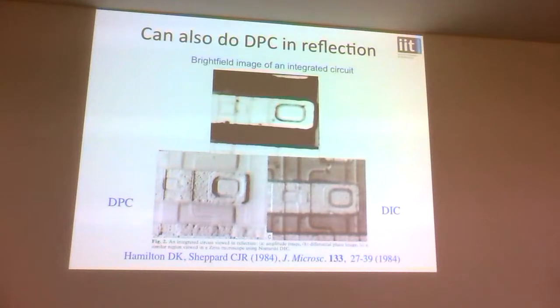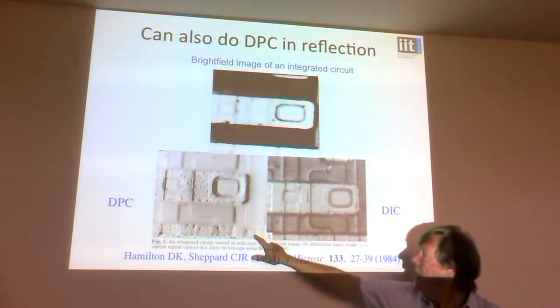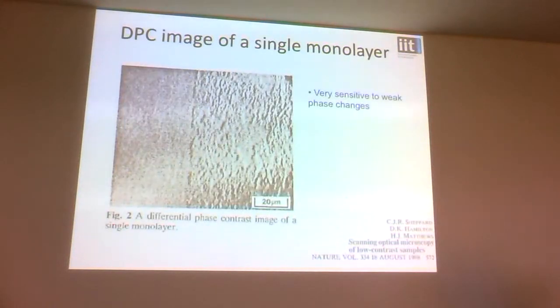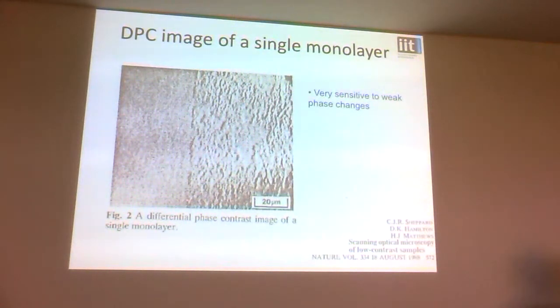And we can also do it in reflection. This is from some sort of integrated circuit, comparing it here with DIC. And it's very sensitive. This is a single monolayer, one of these Langmuir-Blodgett films, deposited on a substrate, and we can see this single monolayer quite easily using this method.